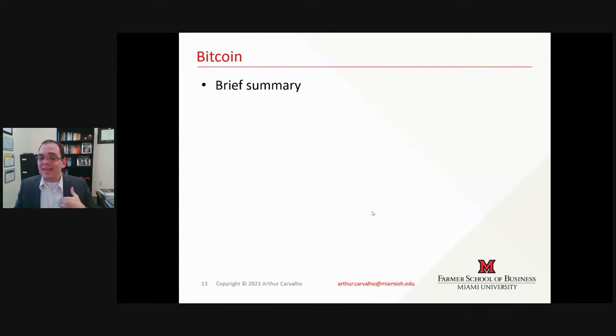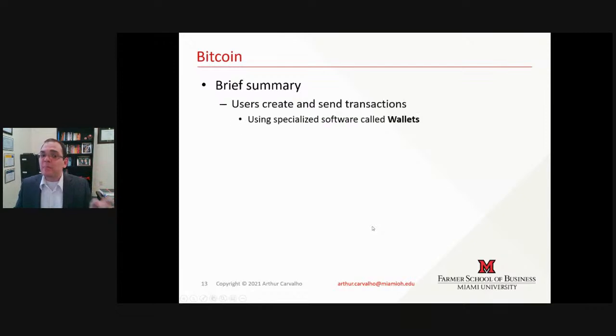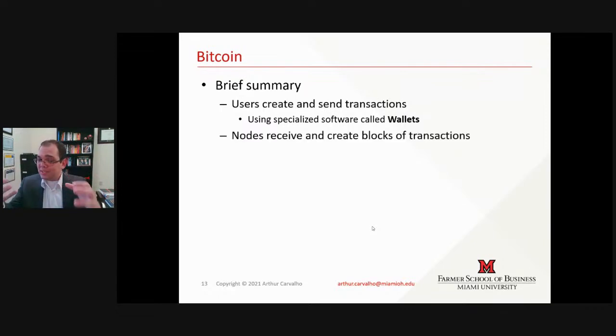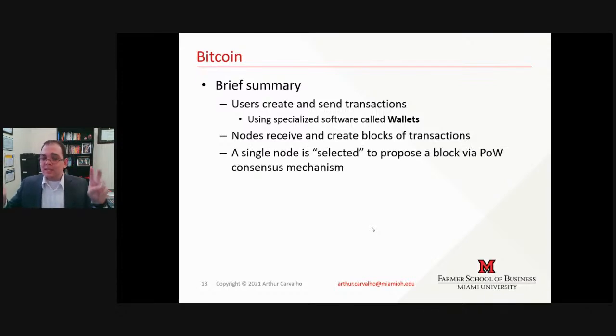So first, I can create a transaction using specialized software called wallets. I'm going to talk about wallets very soon again, but I'm going to create a transaction using wallets. I'm going to send that transaction to one of these computers in the blockchain network. Now, these computers will collect transactions and create blocks of transactions. Because these computers are in different places, now we have competing blocks of transactions to be processed. Next, one single node, one single computer, is the winner, and that computer gets the right to propose a block.